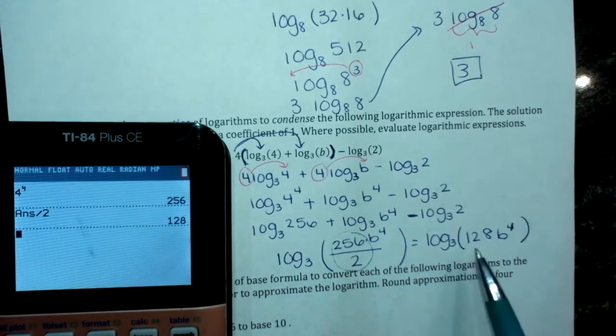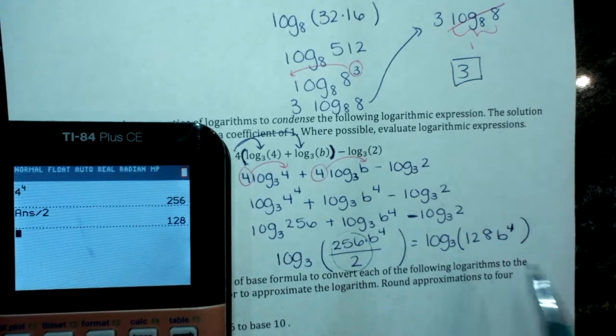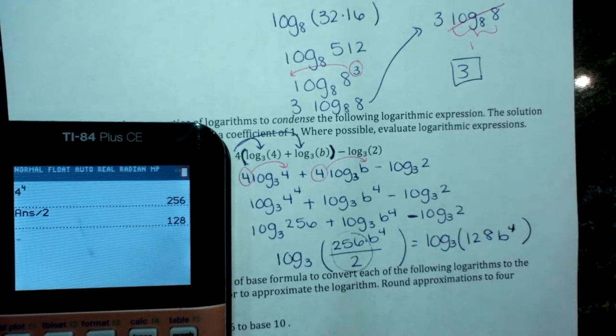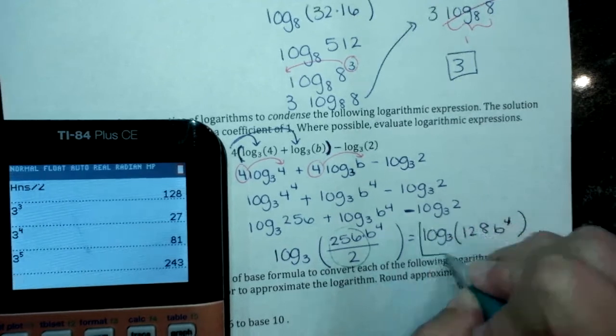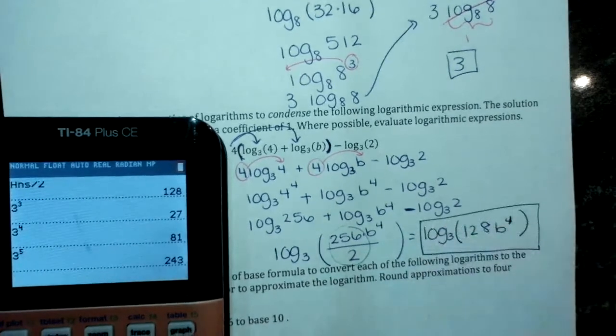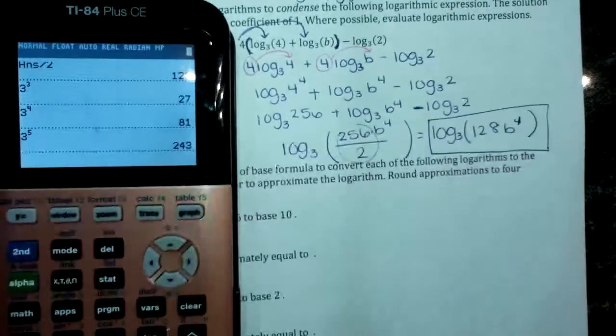All right, let's see. I want to see if I can simplify. Let's see if we get the same base, but I don't think so. So we know 3 cubed is 27, 3 to the fourth is 81, 3 to the fifth is 243, which is bigger, so I can't do anything else. I can't make them the same base, so final answer, log base 3 of 128 times b to the fourth power.